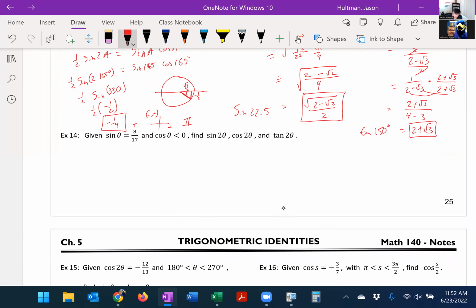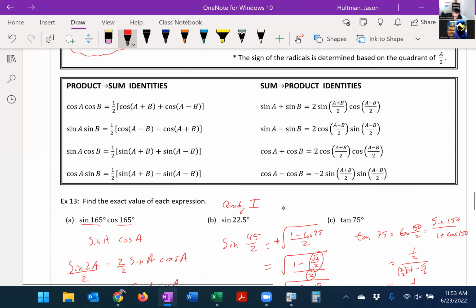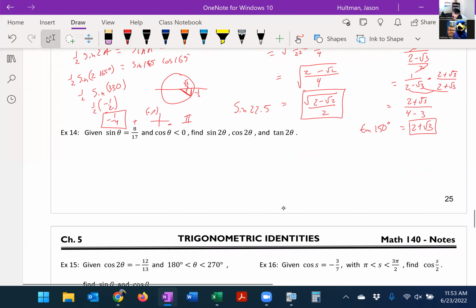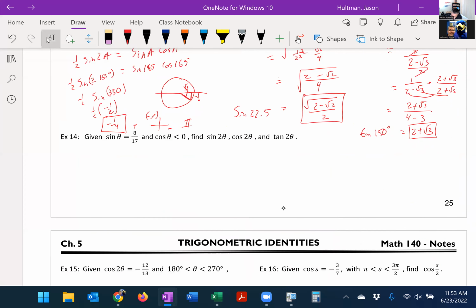In order to use the double angle formula, I want to find out what cosine of theta is, and tangent of theta. So let's build our right triangle. If this is theta, and we have opposite over hypotenuse, and we're in the second quadrant, then this is, again, a Pythagorean triple. This is a 15, 8, 17 right triangle.